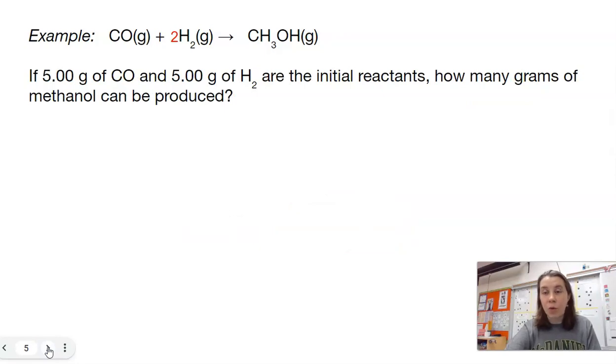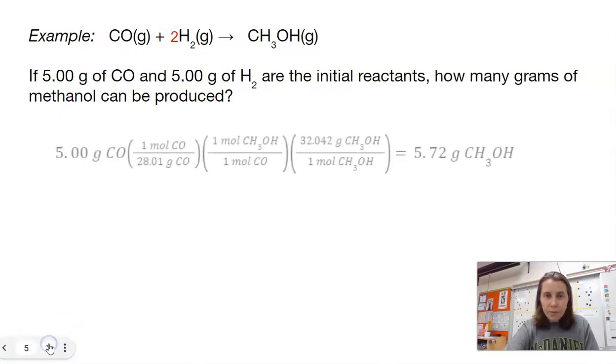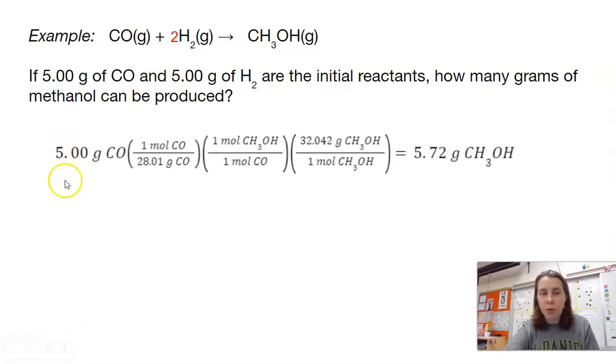Here's another example. Let's say we have 5 grams. In the last lesson, we did grams of one thing to grams of another. Remember, it's the same process we were just doing. We'll just have 3 conversion factors. If you want to pause here and get your molar masses for carbon monoxide and hydrogen, you can go ahead and do that. Just to walk through, 5 grams of carbon monoxide.